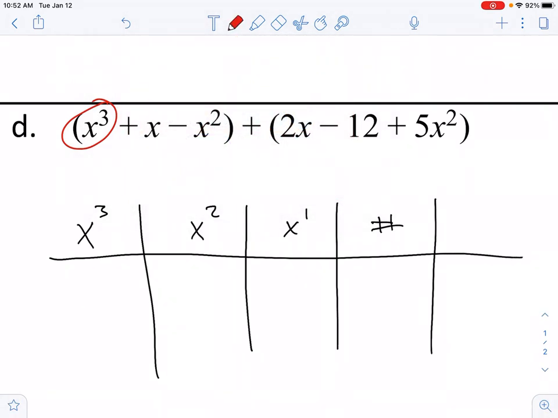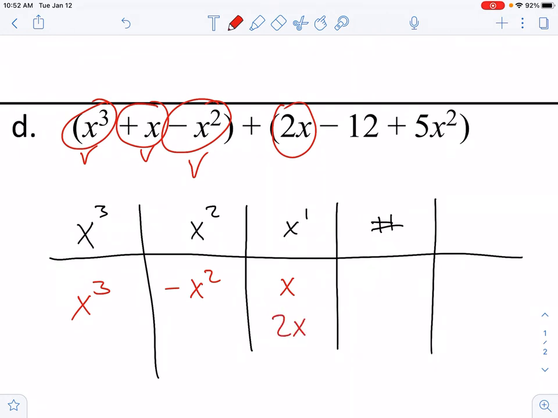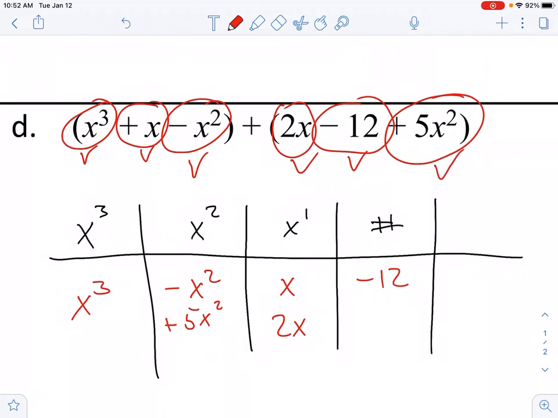And that goes in this category here. I'm going to take positive x. That's x to the first, so there's x to the first. And negative x to the second is negative x to the second. So all those guys went where they belonged. And then 2x, that's x to the first, so 2x to the first. Negative 12 is a regular number. And positive 5x to the second. So that's positive 5x to the second. Now I've put everything where it belongs.